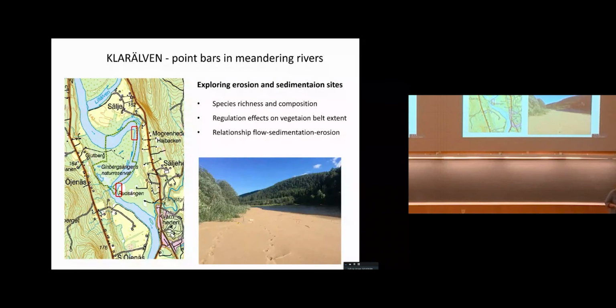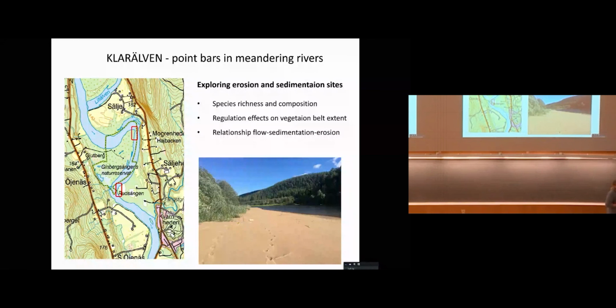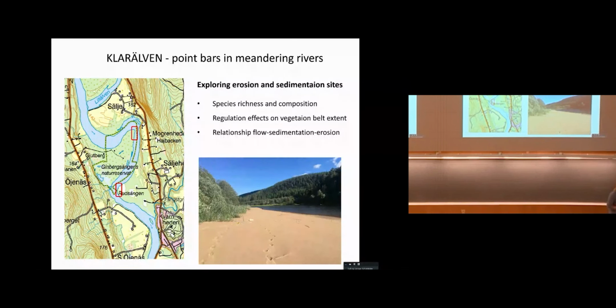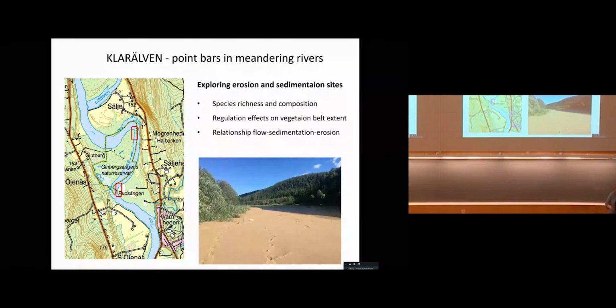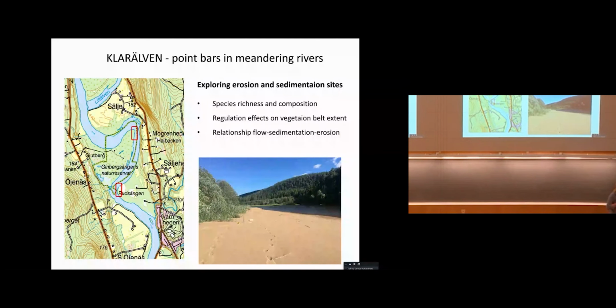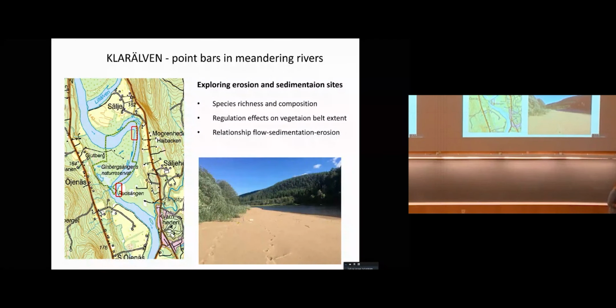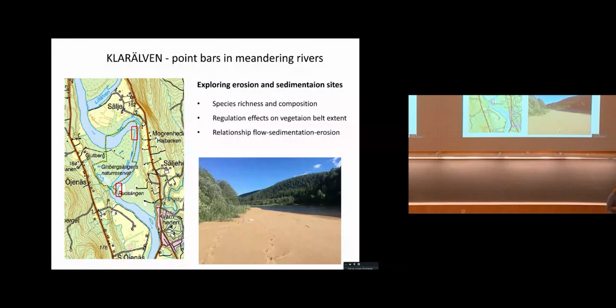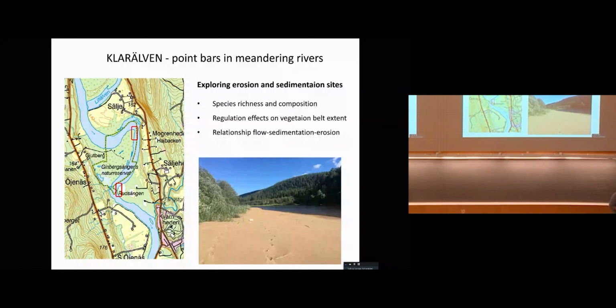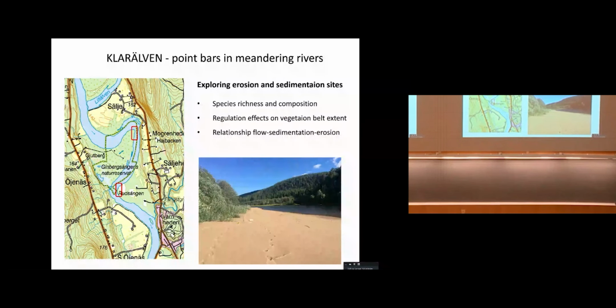And now we move south down to Klarälven. And here we are working with these point bar habitats, where we explore erosion and sedimentation sites. We look at species richness and composition. We looked at regulation effects on these different vegetation belt extents, and looking at relationships between flow and sedimentation and erosion. There you can see the typical point bar sandy areas.